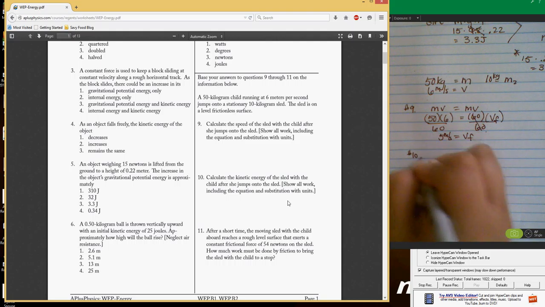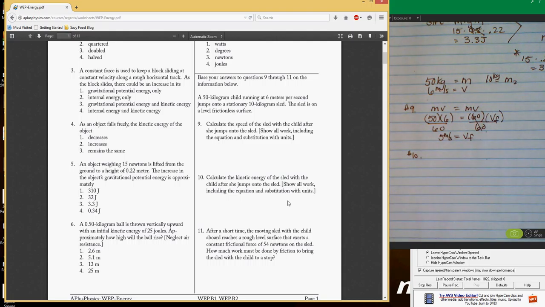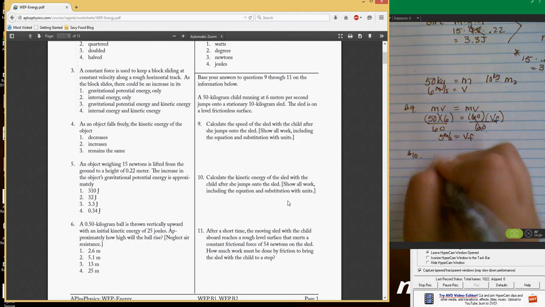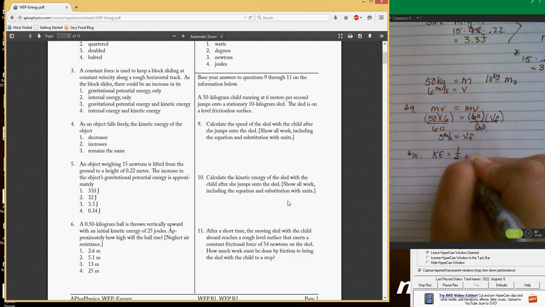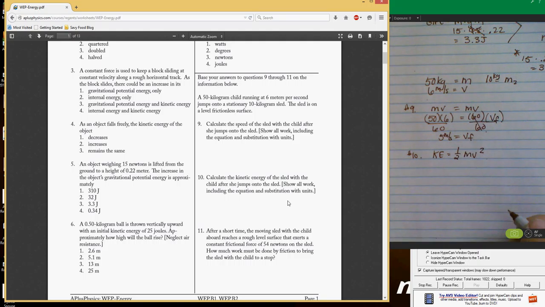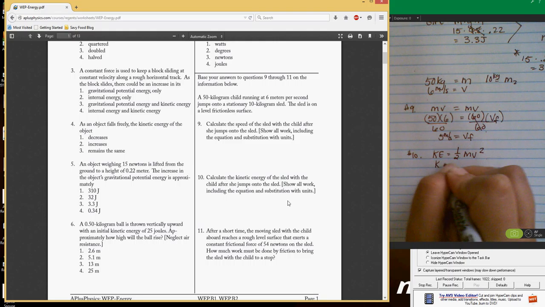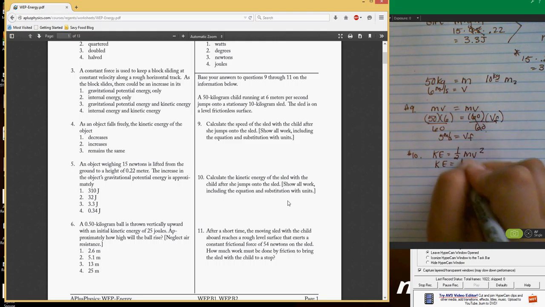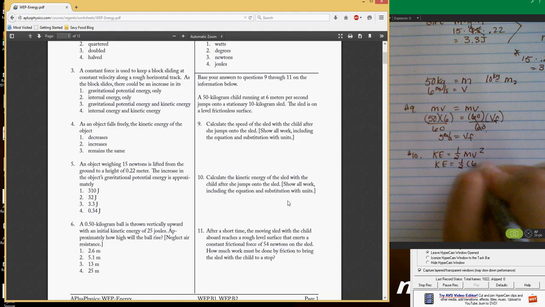Question number 10. Calculate the kinetic energy of the sled with the child after she jumps onto the sled. So now we're calculating the kinetic energy. Well, KE equals 1/2 mass times velocity squared. So KE is equal to 1/2 times the mass given, which is both of them, so it's 60, times the velocity, which is 5 squared. So kinetic energy is equal to 750 joules.